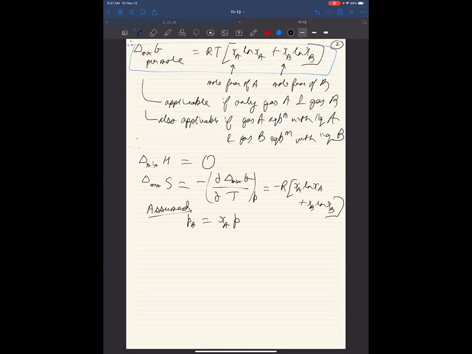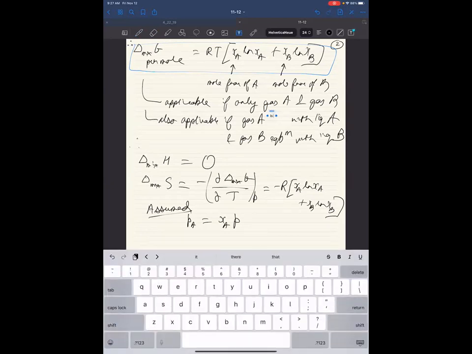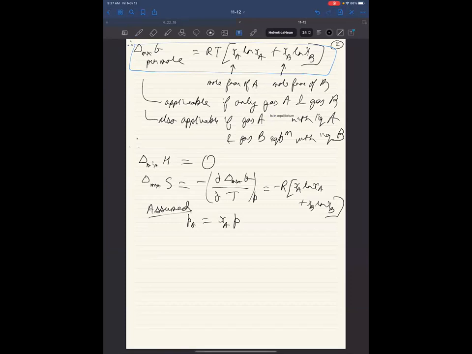What did you say after it says also applicable? If gas A is in equilibrium with liquid A. I guess I can. Now it's clear. Good, I'm not going to do that. I will get a fat finger just by typing all day.